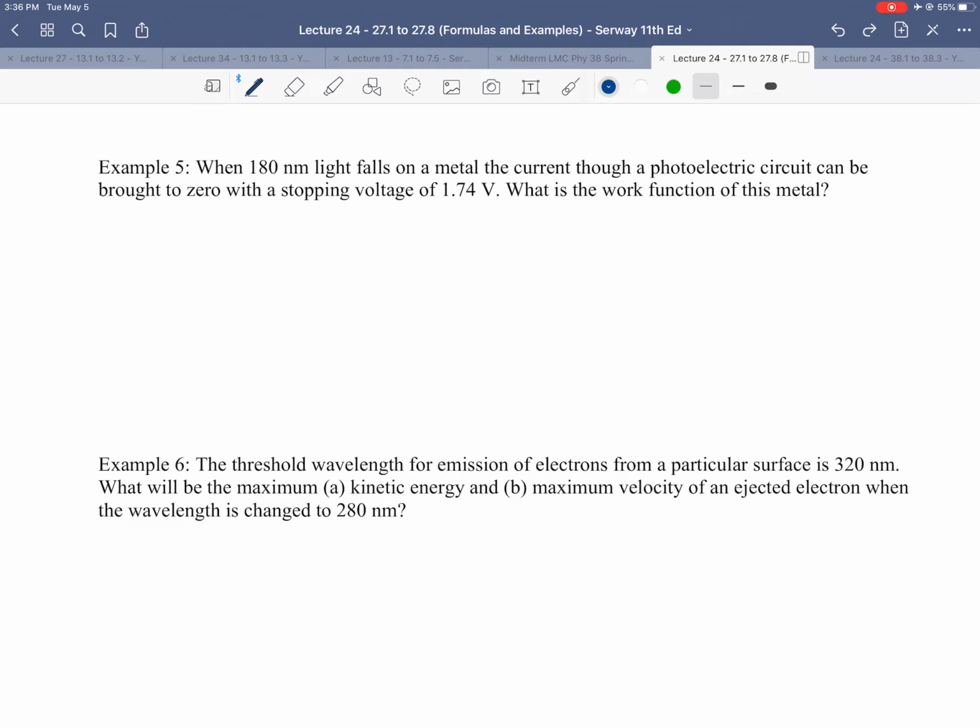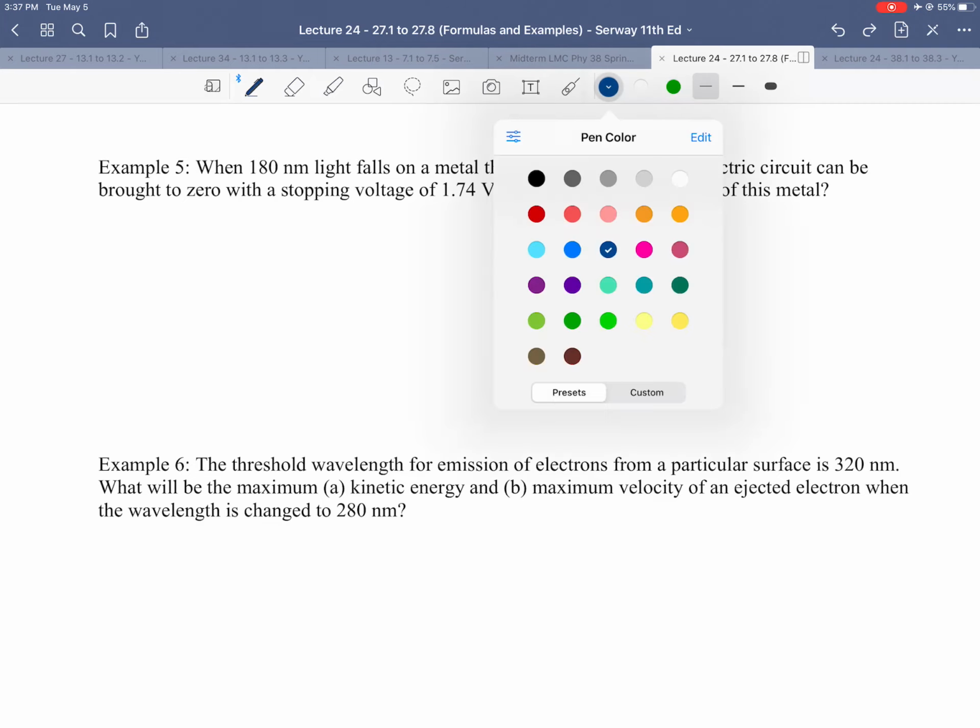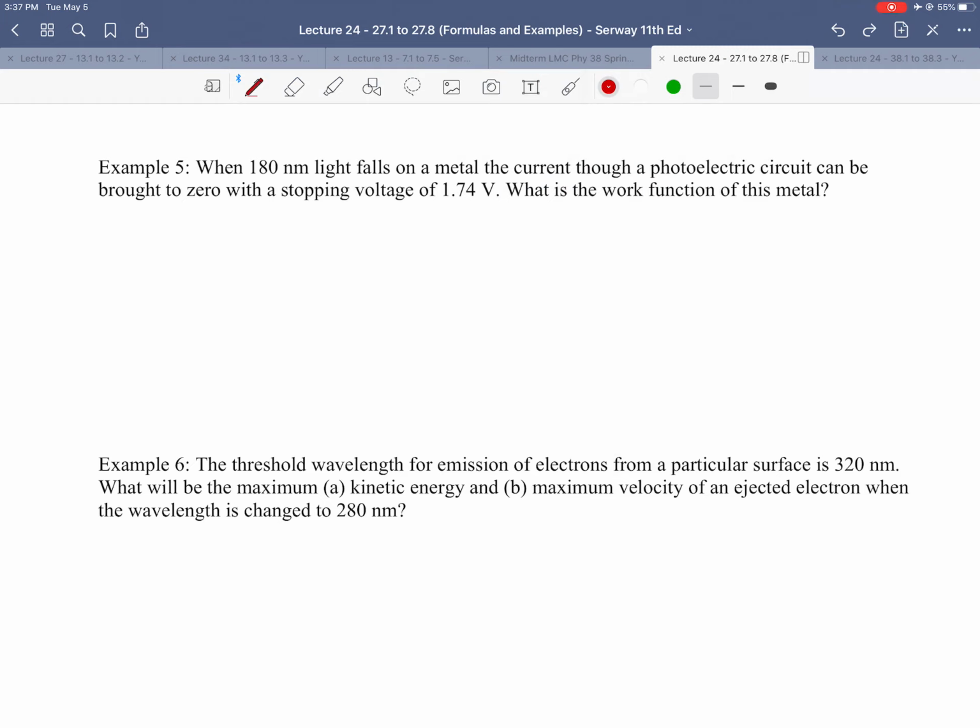So let's take a look at example 5. When 180 nanometer light falls on a metal, the current through a photoelectric circuit can be brought to 0 with a stopping voltage of 1.74 volts. What is the work function of this metal? Okay, so this is kind of typical of the type of information you'd be given. There's a lot of variables to consider here. How do you actually solve one of these photoelectric problems?